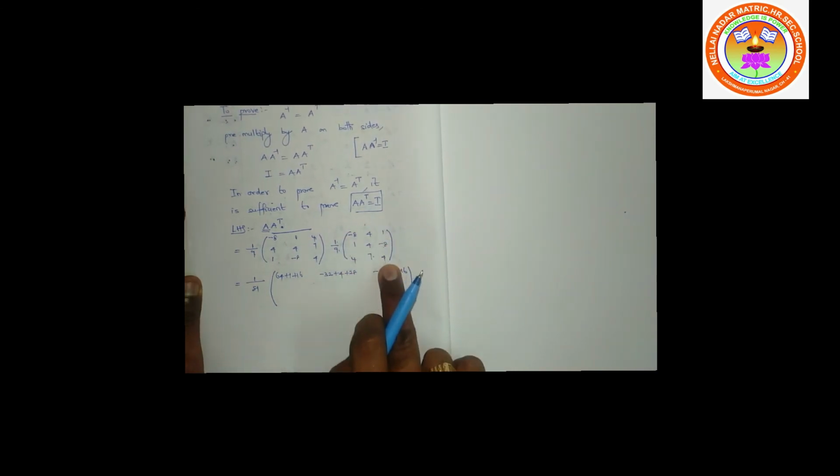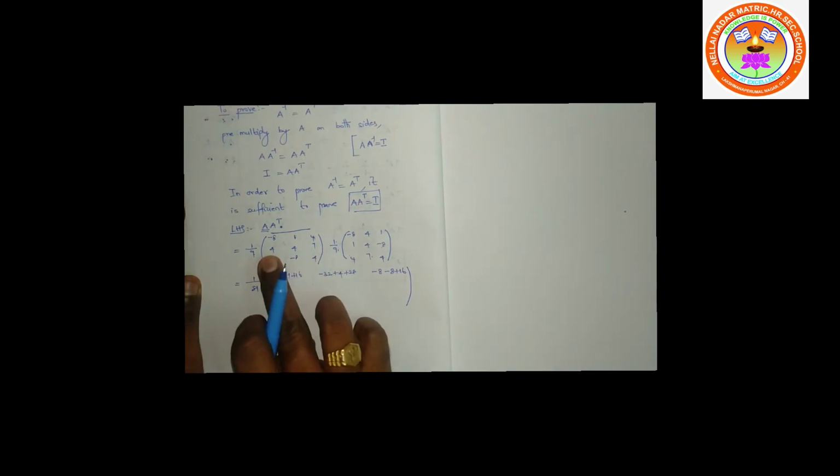Still the same first row, multiply with the third column. Minus 8 into 1 gives minus 8. 1 into minus 8 gives minus 8. 4 4s are plus 16. Now this first row is multiplied with each and every column in the second matrix I have written. Now I need to take the second row.